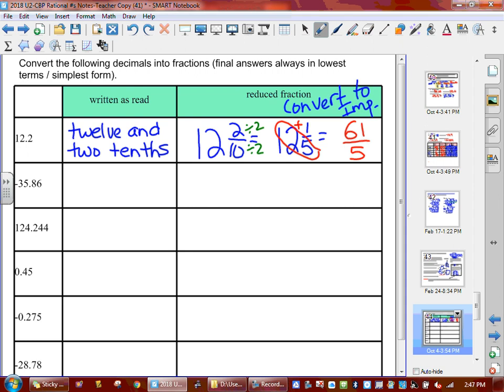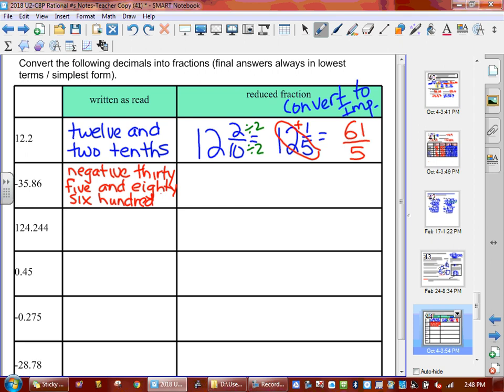All right. How are we going to read the second question? Excellent. So, negative 35 and 86 hundredths. THS is on the end, hundredths.